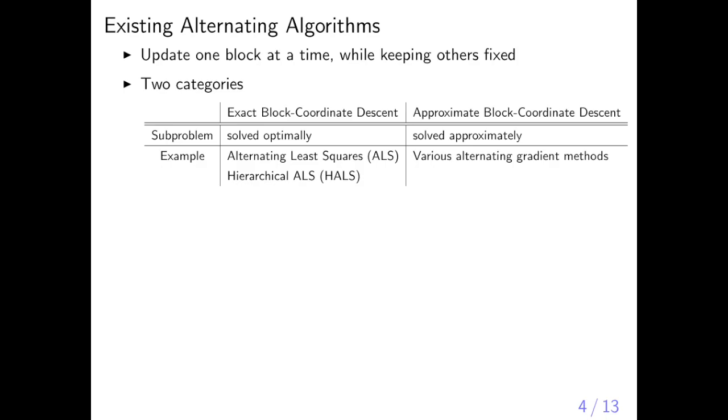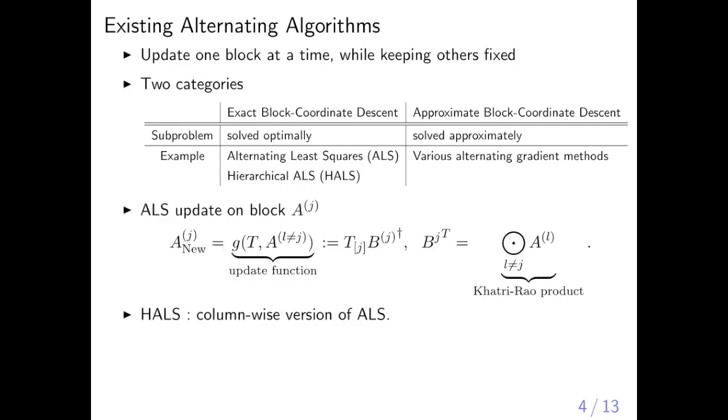In the exact BCD, the subproblem on each block variable is solved optimally. For example, in ALS, by minimizing the objective function with respect to one particular block, say block J, we obtain the closed form update as a matrix product. Here, T subscript J is the mode J unfolding of the tensor T, and the B superscript J is the product of all the other blocks.